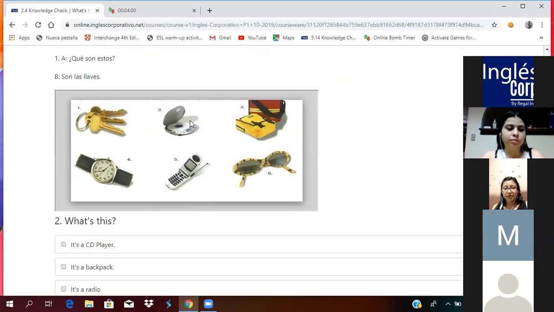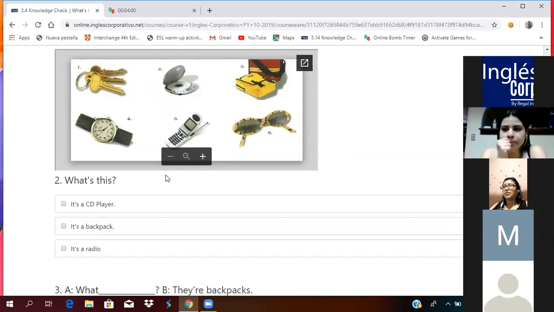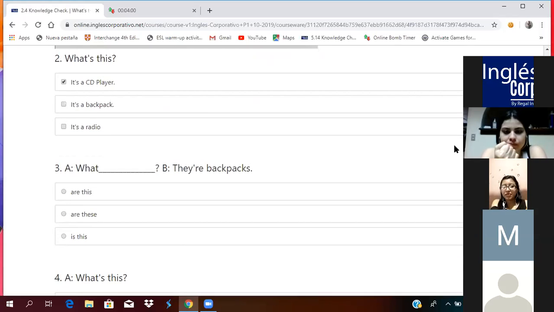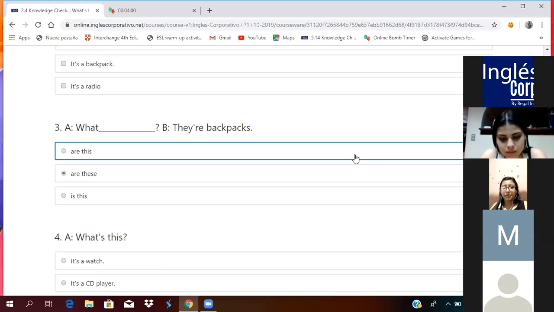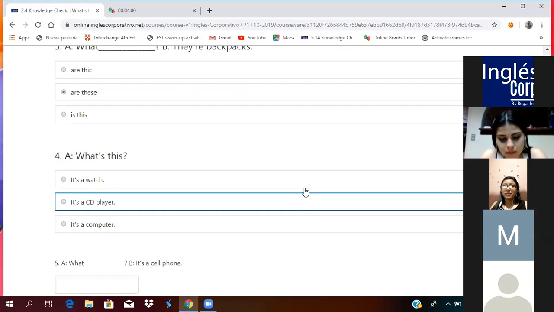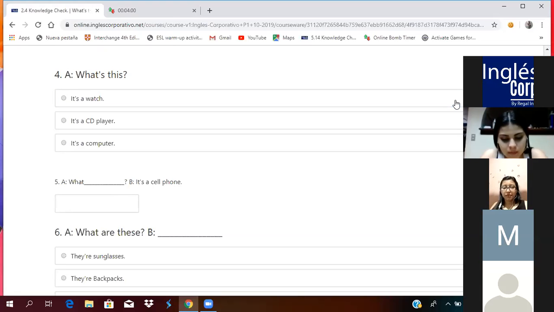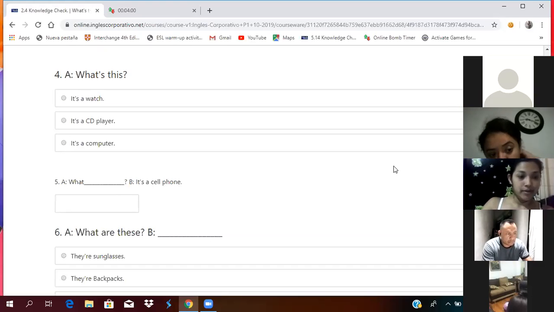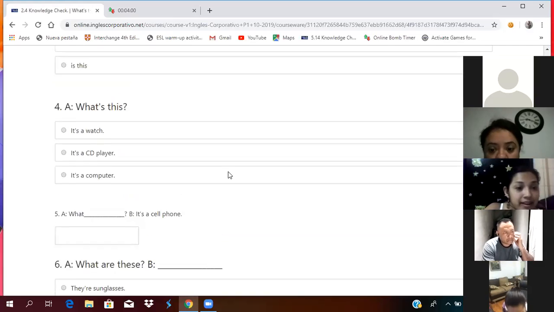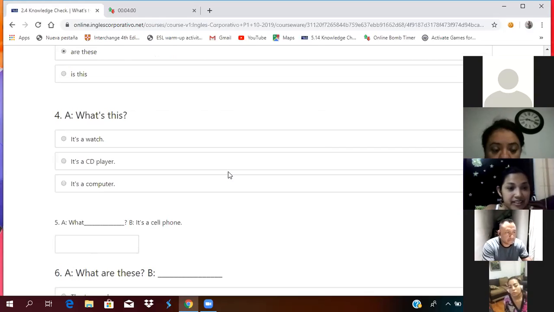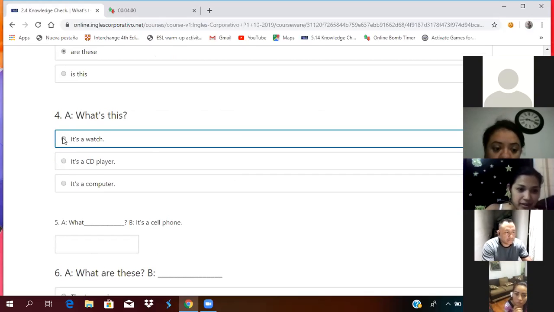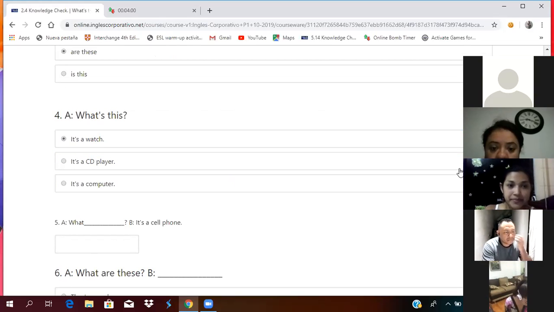Volunteer. All right, Claudia Salazar, volunteer. What is your answer, Claudia? Number two is, okay, it's a CD player. Very good, it's a CD player. The next one, number three, Roxana Cornejo. What are these? They're backpacks. Very good, Roxana. They are backpacks. Okay, Nubia, raise your hand. Tell me, Nubia, number four. What's this? It's a watch. That's right. Excellent, Nubia. Number five, let me have a volunteer.